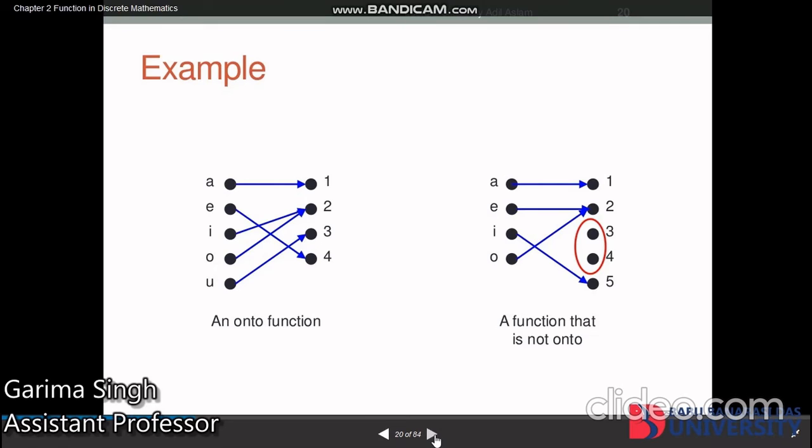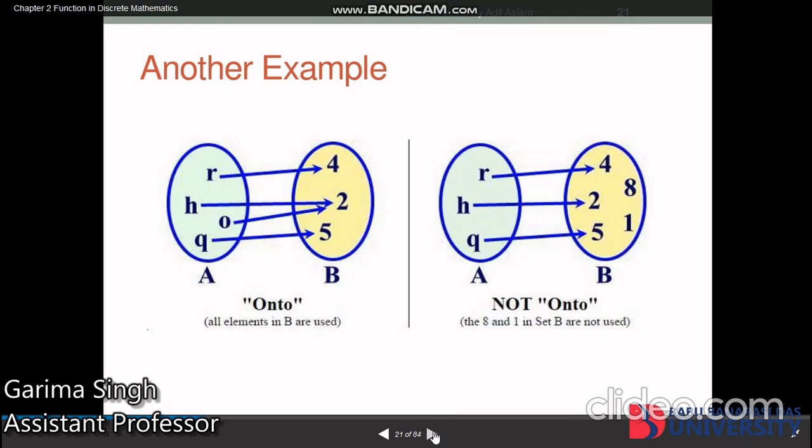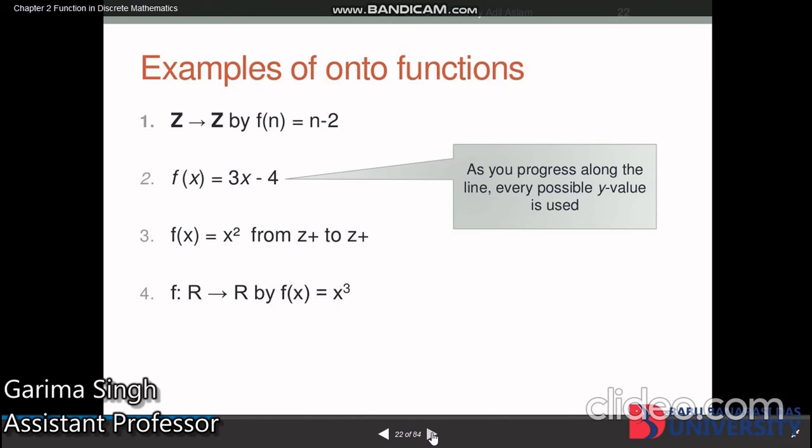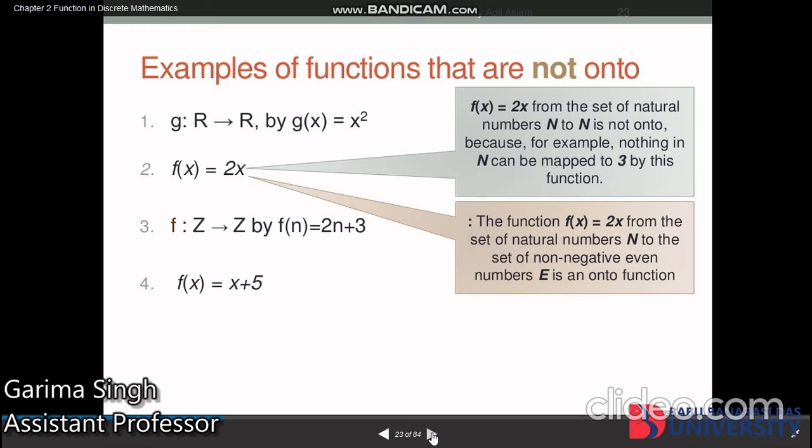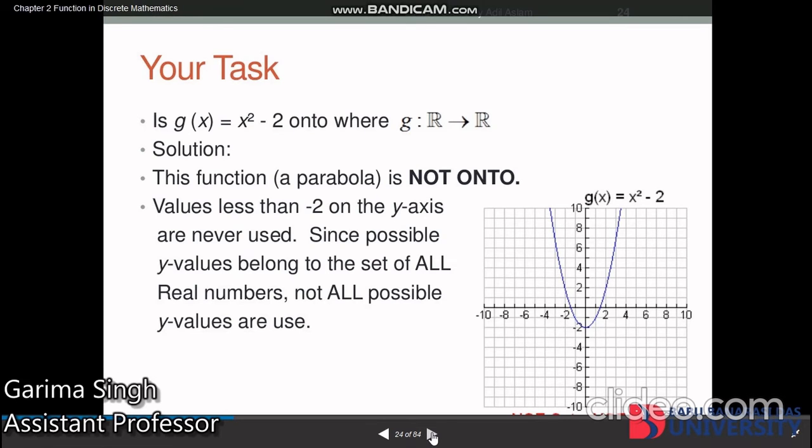This is an onto function. And this is not an onto function as these two are not associated to any. This is another example. 8 and 1 are not associated to anything. Not used. That's why this is not an onto function. Example of an onto function. You can progress along the line. Every possible y value is used. This is also an example of a not onto function.